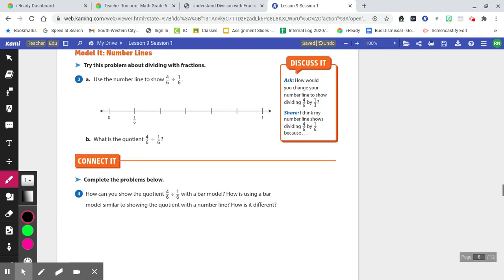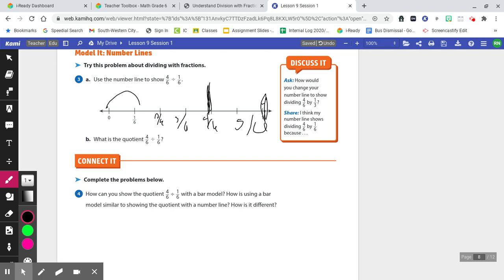This time we're going to model it using a number line. Use the number line to show 4/6 divided by 1/6. So this is my one whole, and they've broken it into 6 pieces. So 1/6, 2/6, 3/6. You can write this down, 4/6, and yours will be neater than mine. 5/6. If I have 4/6, how many 1/6 go into it?